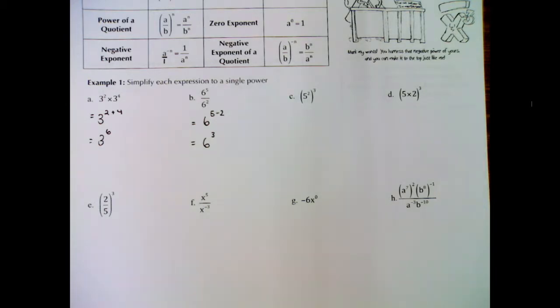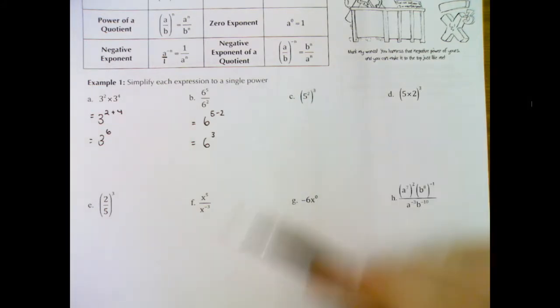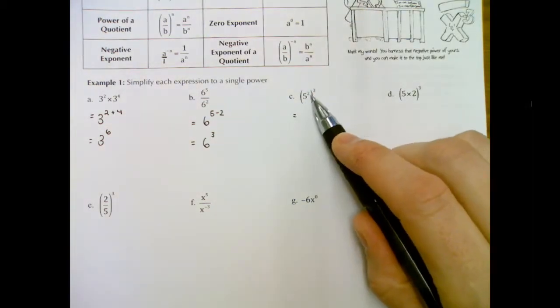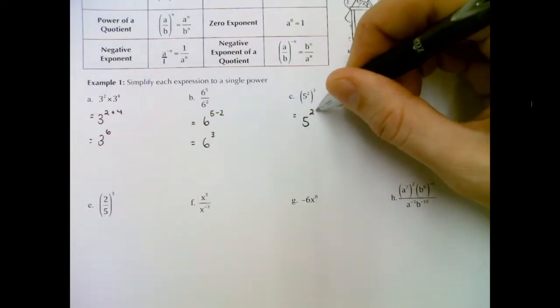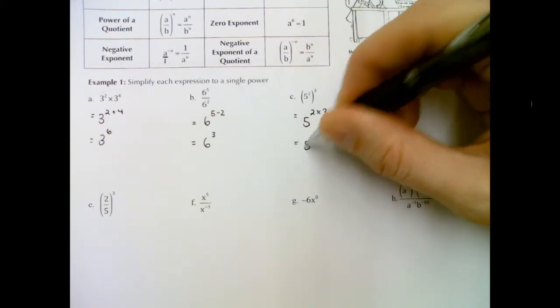Power of a power. So we've got a power, 5 to the exponent 2, raised to an exponent. And when you raise a power to an exponent, you multiply the exponents. So we would get 5 to the exponent 2 times 3, which is 5 to the exponent 6.